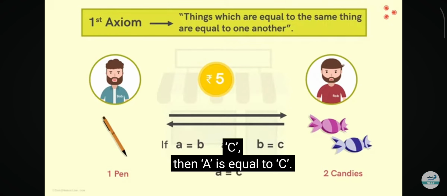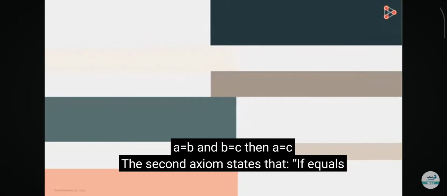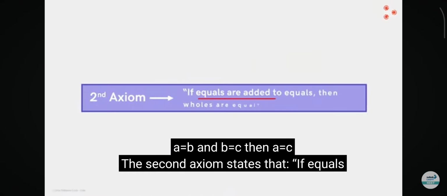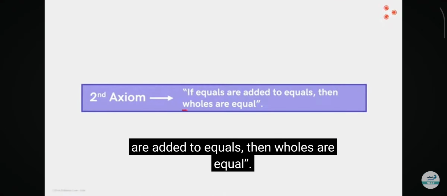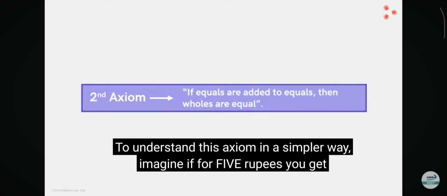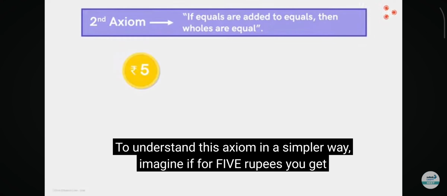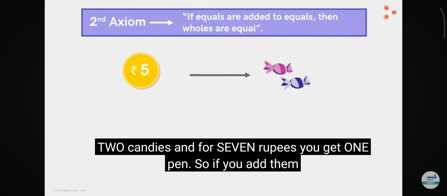The second axiom states that if equals are added to equals, then wholes are equals. To understand this axiom in a simpler way, imagine if for 5 rupees you get 2 candies and for 7 rupees you get 1 pen.